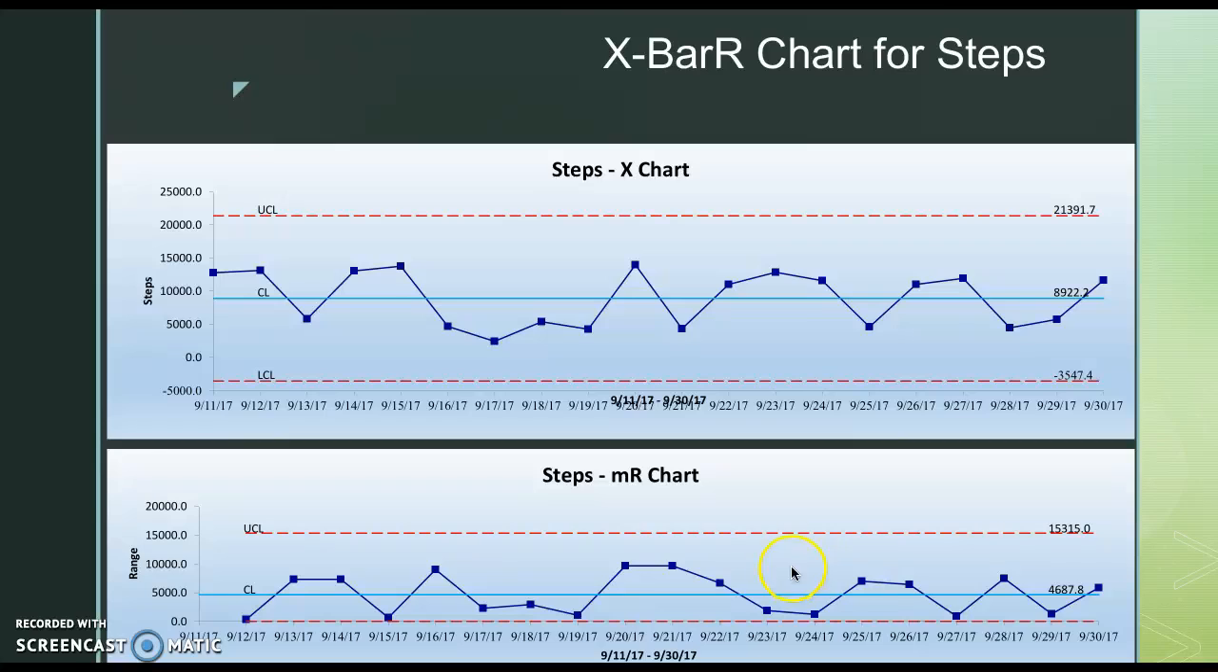The lower chart, the R chart, is showing that my range is way too high. You might see here, for 9/16, the range is almost a 10,000 difference from the previous data. So that is why it looks like it's in control, just because of the very high standard deviation.